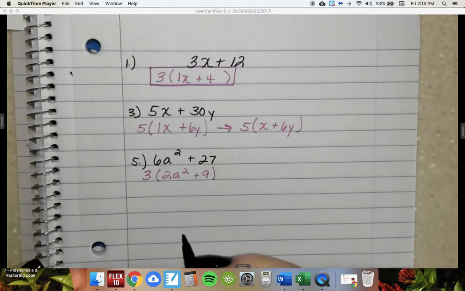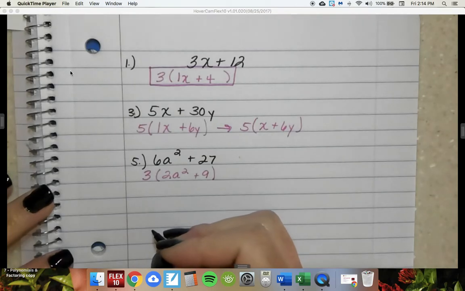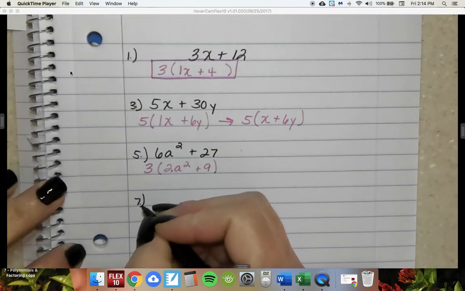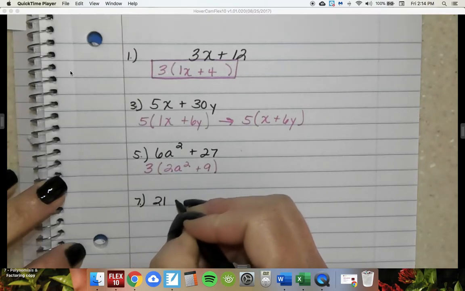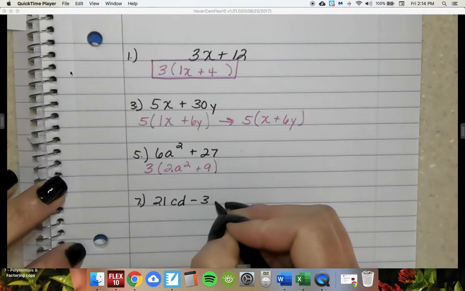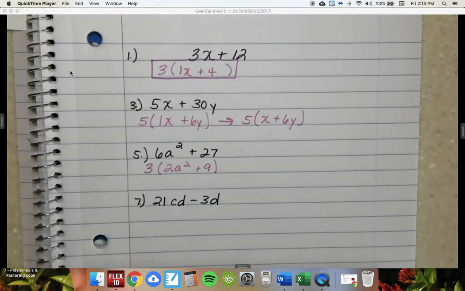Let's do one where you can give a variable. Let's do 7. We start with 21CD and a minus 3D. Now, what can come out of a 21 and a minus 3?